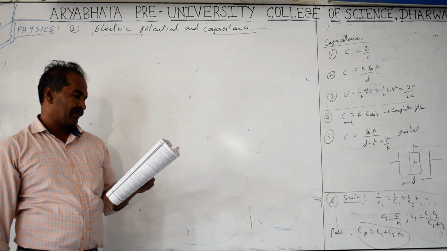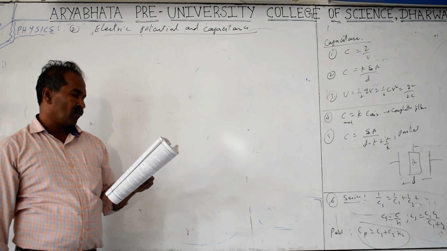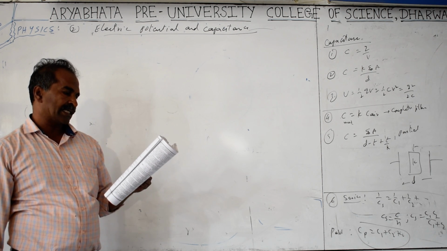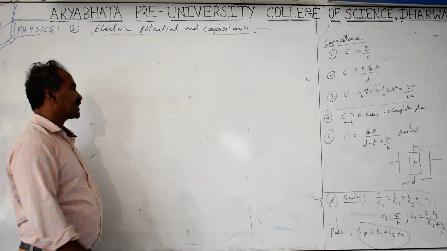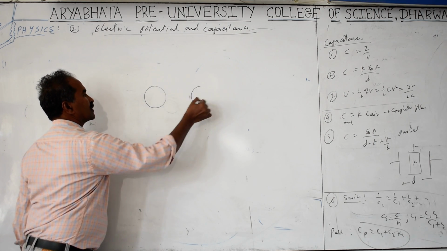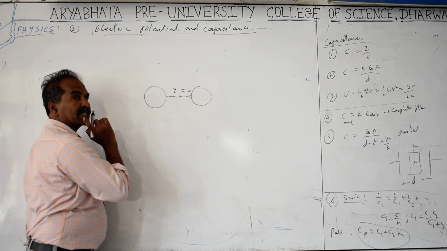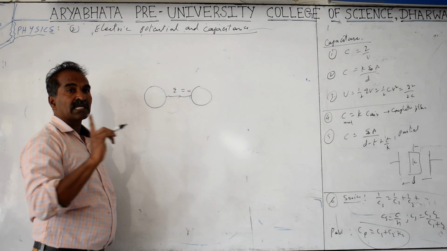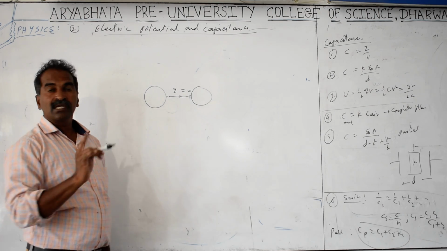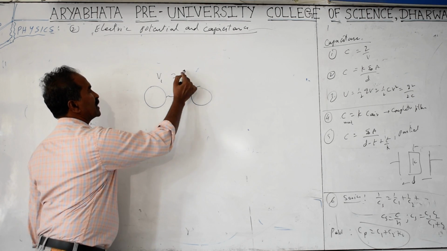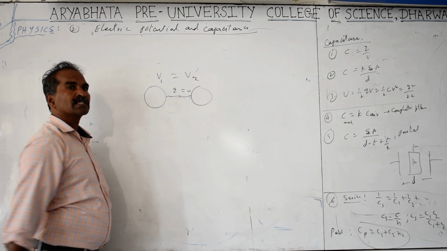Next, no current flows. So two charged bodies connected together with a wire have the same... What is the condition required? That the charge flowing is zero between these two conductors, even though connected. The condition is that the potentials are the same. Charge always travels only based on potential difference. If V1 and V2 are equal, then the charge flowing is zero. Charge is not flowing.